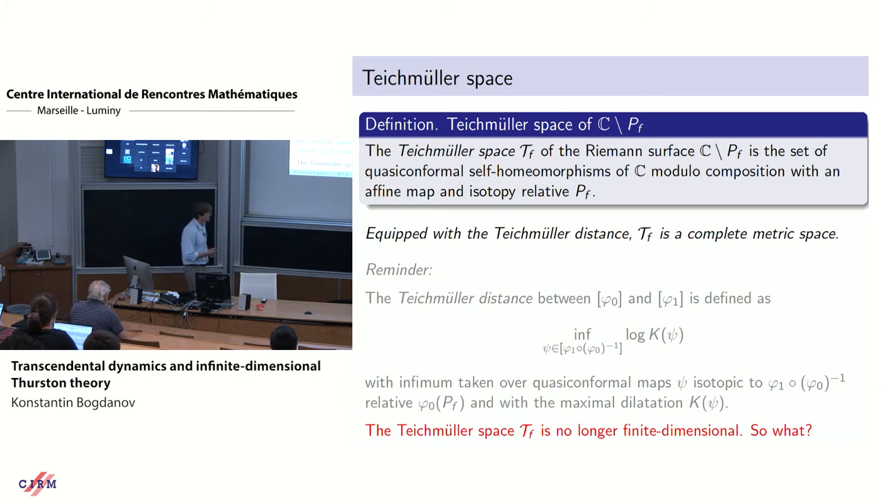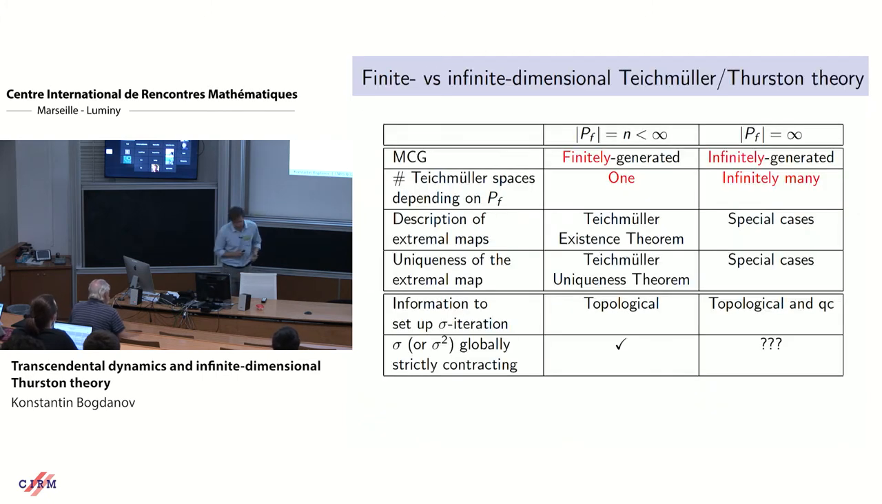What are the main difficulties? Here in this table, I give an overview of what complications you might have when trying to generalize the Thurston iterations to the infinite dimensional setting. First, and maybe quite obvious, the mapping class group in the infinite case is infinitely generated. Since we are interested in isotopy classes of maps, one needs an effective way to encode the isotopy class of maps. And of course, this is getting difficult if you have infinitely many punctures.